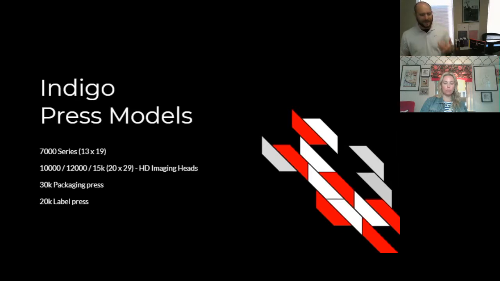You can run stuff like 30, 40 point board for folding cartons. And then you have things like the 20K, which is a 30 inch wide web. That's made for flexible packaging. It's made for labels and things of that nature. So Indigo has their foot in just about every single aspect of digital printing.